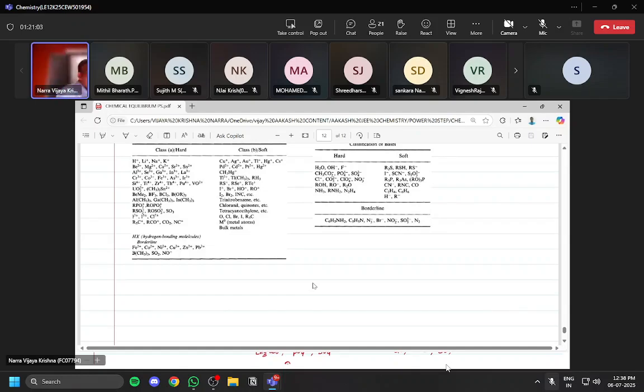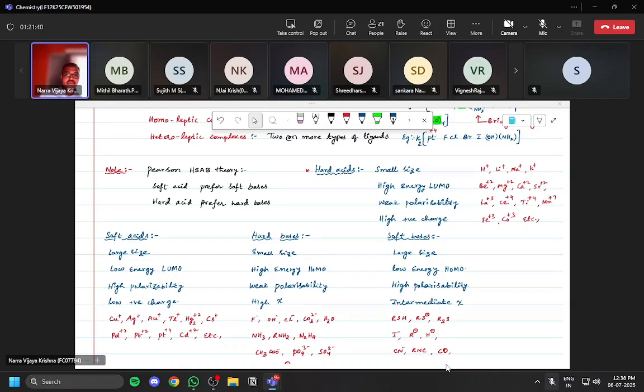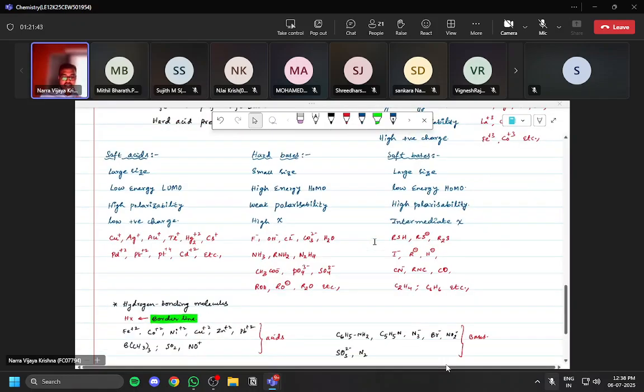Now, hard prefers hard, which means iron should not form complexes with iodine. FeI3 doesn't exist; we discussed it at that point in D and F block. Iron can form complexes with chlorine. FeCl3 possible, FeCl2 possible, FeF2 possible, but not FeI3. Clear? So to form stable complexes, hard will prefer hard. That's all. Don't think much. Any queries?